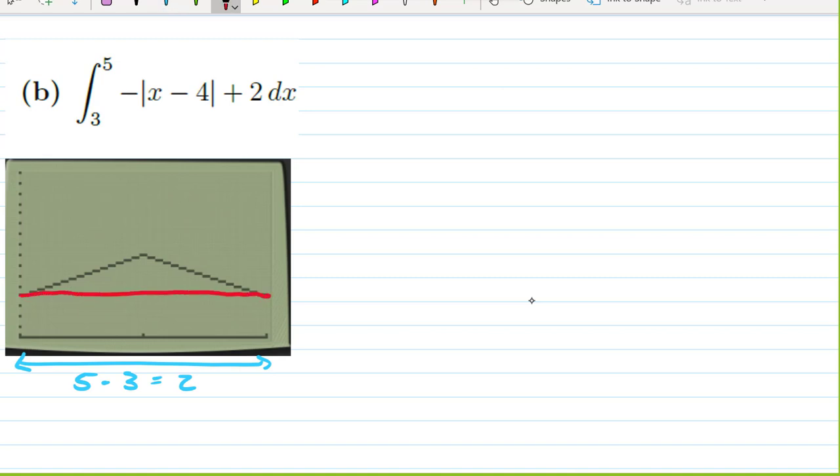And I have something like this. To find the corresponding y value, I could do y of 5 is the negative absolute value of 5 minus 4, plus 2. 5 minus 4 is 1, so negative 1 plus 2 gives us 1. So this value is 1 and this is 1. So we actually have two figures.